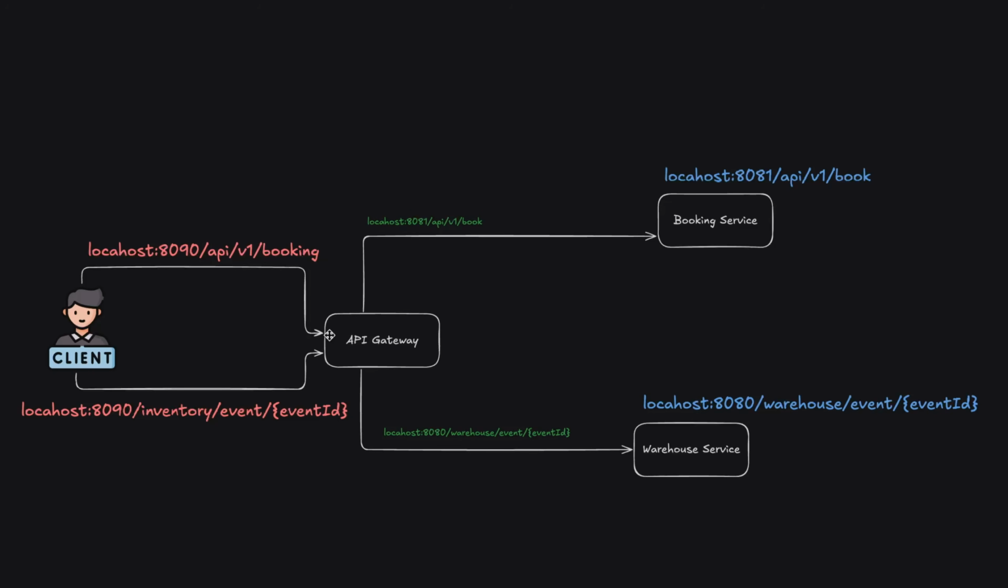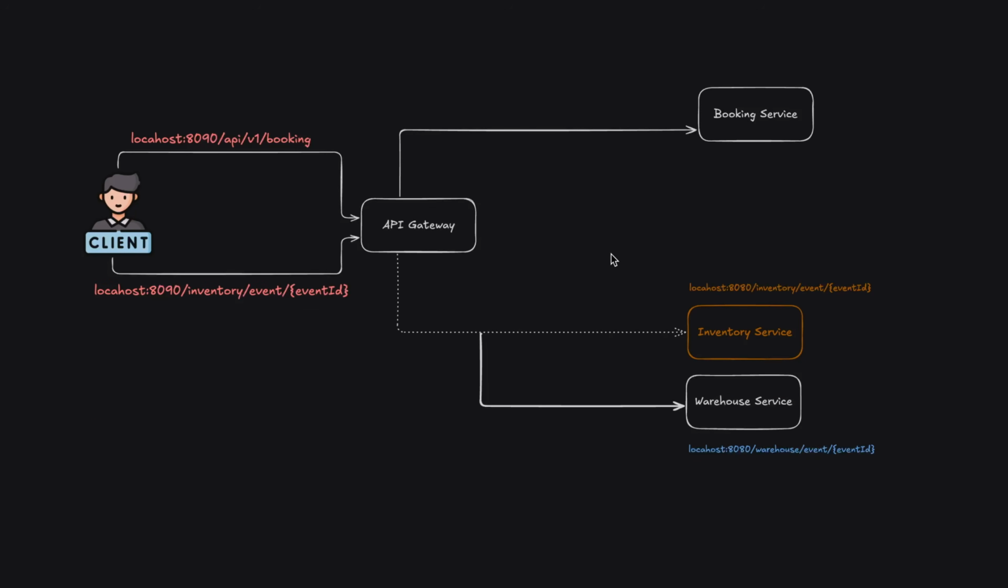And then API Gateway knows where to route the request. Let's say we want to call this endpoint to get inventory. Our client will send it to the gateway. API Gateway knows that in the background, we now want to call our warehouse service. When the request hits API Gateway, it will be transformed and it will be sent to the actual service, in this case, the warehouse service.